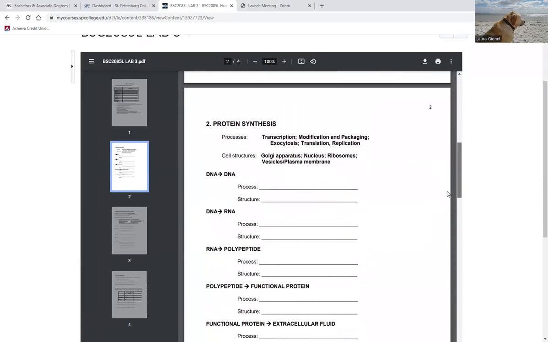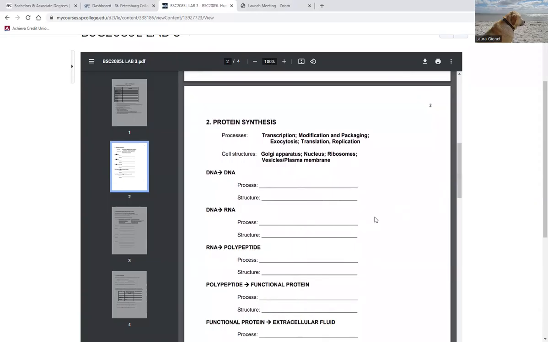Okay, so we're going to move on to protein synthesis. We know that protein synthesis is actually quite complicated. Protein synthesis requires multiple organelles going through different processes of the synthesis to ultimately come up with some kind of a product.